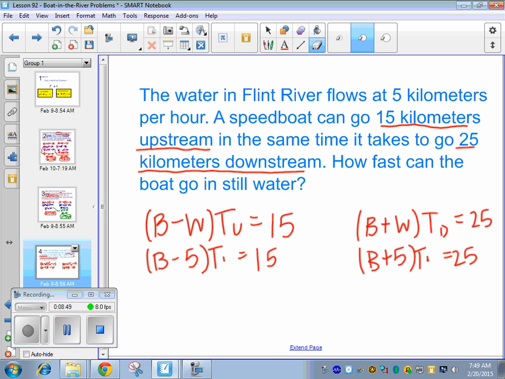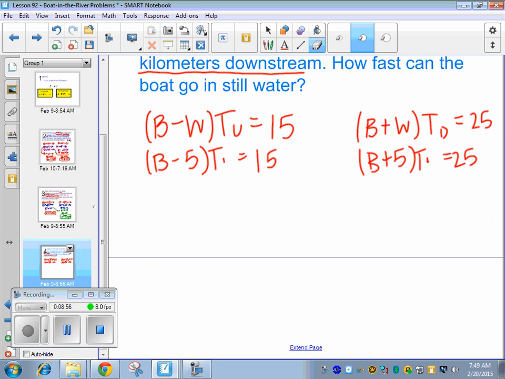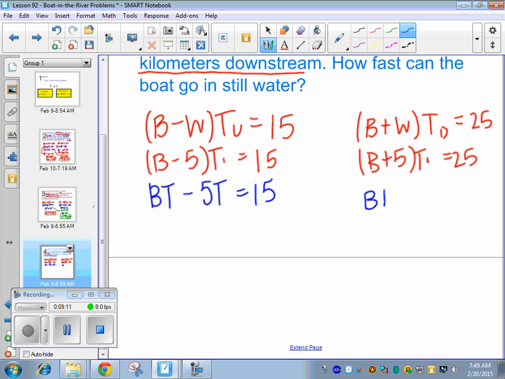So now we have 2 equations and 2 variables, so we can do substitution. I would distribute on this one, right? There's nothing you can divide by to make this equation any easier. We have to distribute. So BT minus 5T equals 15. And then let's distribute here. So I have BT plus 5T equals 25. Line them up. So I'll rewrite this one over here.